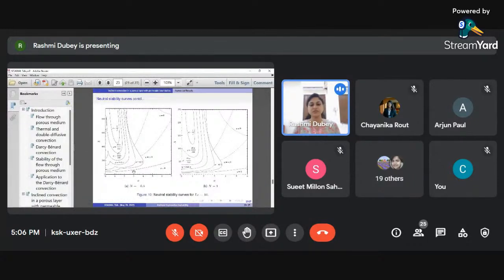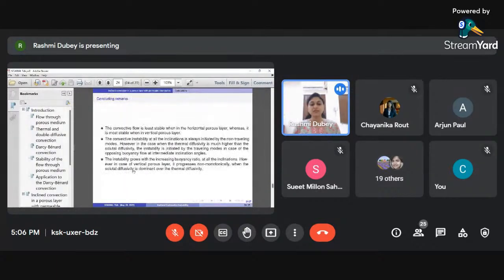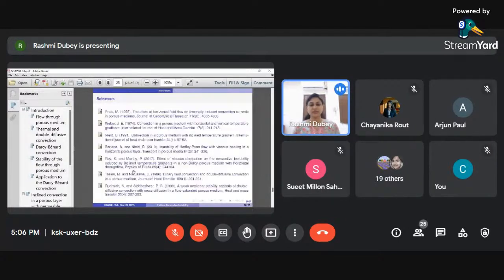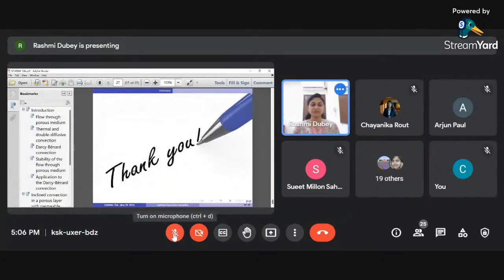except for the case where we have opposing buoyancy and the thermal diffusivity is much higher than the solutal diffusivity. The third conclusion is that the instability grows with the increasing buoyancy ratio at all the inclinations. However, in the case of the vertical porous layer, it progresses non-monotonically, and that is only for the case when the solutal diffusivity is dominant over the thermal diffusivity. And with that, I conclude my talk. These are some of the references. Thank you. This work is published in Physics of Fluids in collaboration with my supervisor, Professor P.V.S.N. Murthy.